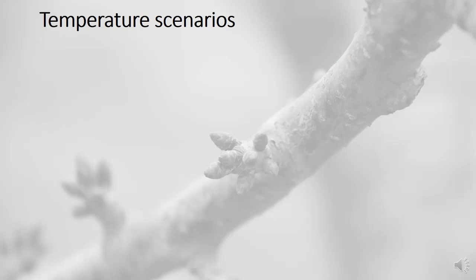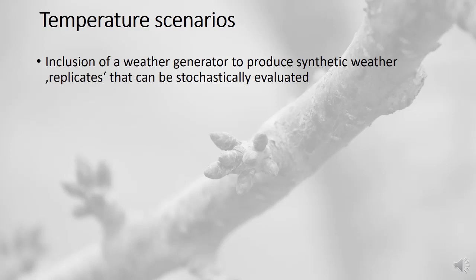We may also want to do temperature scenarios. Maybe it's not enough for us to just look at the historically observed chill. We may actually want to know what was normal at a given point in time, like what is normal now, or what was normal in 1950, or what will be normal in the future. To produce such temperature records that give us an idea of what normal conditions really are, I've included here a weather generator that produces synthetic weather replicates, so to say, that can be stochastically evaluated. This is useful for probabilistic risk assessment.